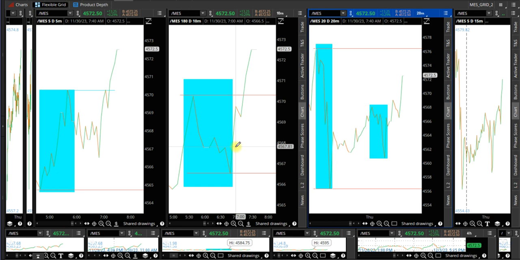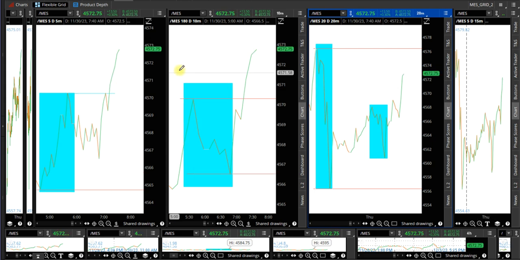Now, port A. Port B, we have to look for an entry point. We don't know what's going to happen here, and we don't know what will happen here. We have to keep scanning for another fractal discovery to find out if the market trend will continue to go up or if it will stall and then trend down.